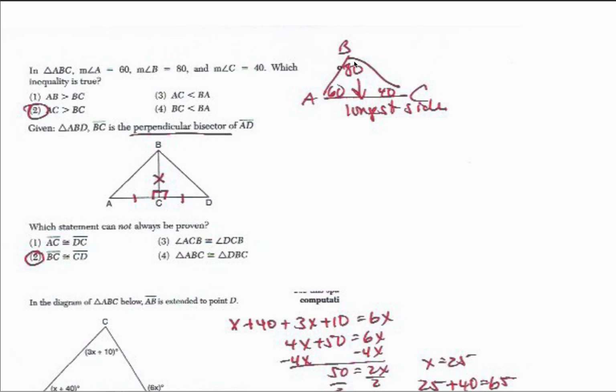And the longest side will be across from the biggest angle, so therefore AC is the longest side. So when I look at choice 2, AC is greater, well, it's greater than anything in this problem, so it has to be choice 2.